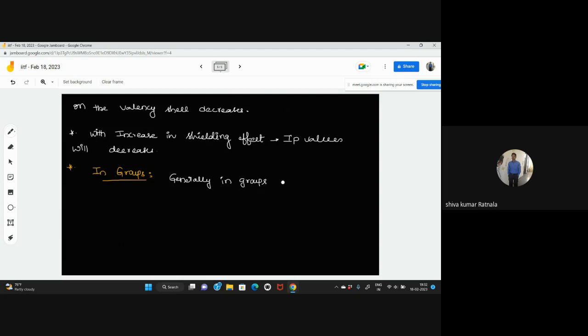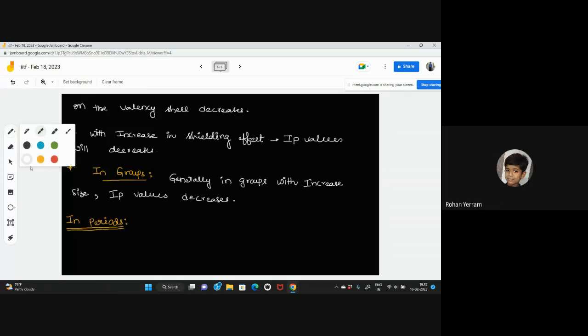Generally in groups, IP decreases with increase in size, no? Whereas in periods, how will it change? In groups, protons will be increasing, but size increases a lot because the number of shells increases.